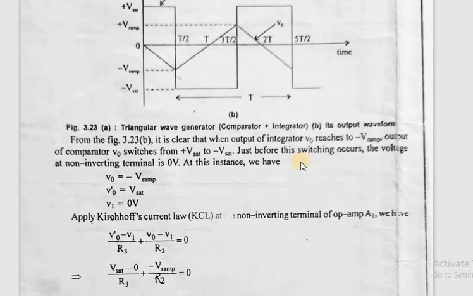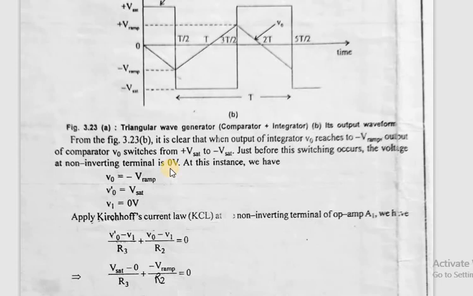For that, we'll be discussing this waveform. See, this is the output of the square wave generator, and this is the output of the triangular wave generator. So from the figure it is clear that when the output of the integrator V0 reaches minus V ramp, the output of the comparator switches from plus Vsat to minus Vsat, as you can see from the waveform diagram. Just before the switching occurs, the voltage at the non-inverting terminal is 0.